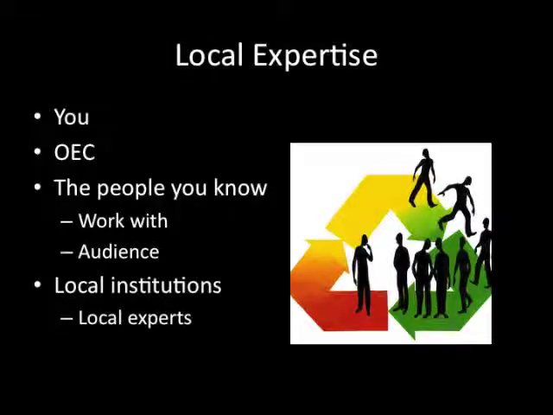The first part of asset mapping is identifying local expertise in your community. The local expertise you have at your disposal includes you. First, identify what you know. What are your strengths and knowledge that you can share with your local community? Then, what does OEC know? What resources and knowledge can we offer that you might be able to share with those people in your networks?